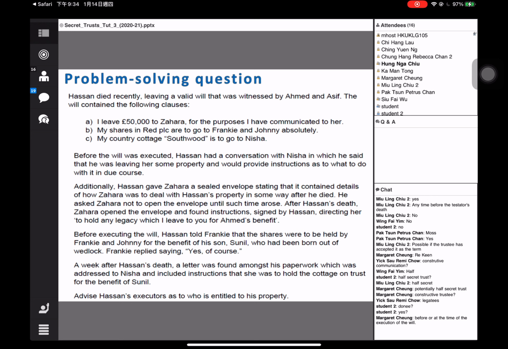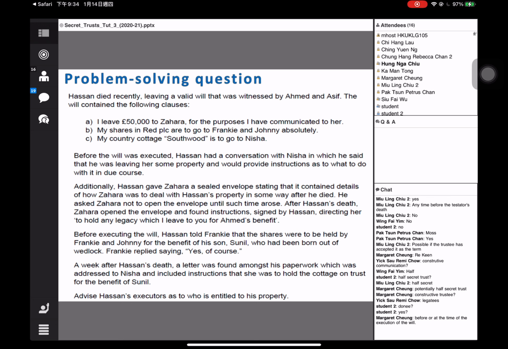Yes, before or at the time of the execution of the will. Good. Okay, that's the Blackwell and Blackwell. And likewise, she has to accept as well at that time. Okay, it's the Blackwell and Blackwell.